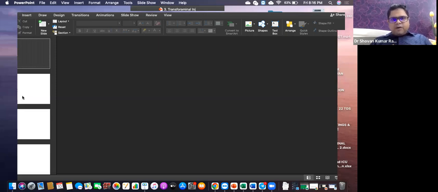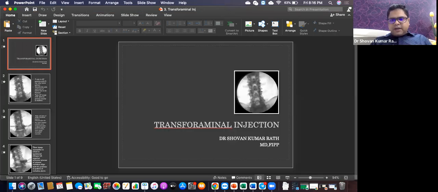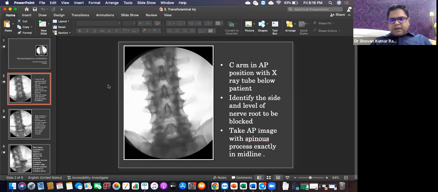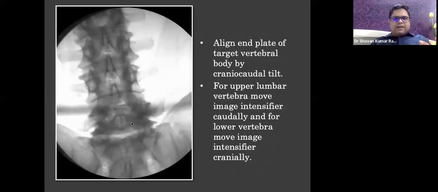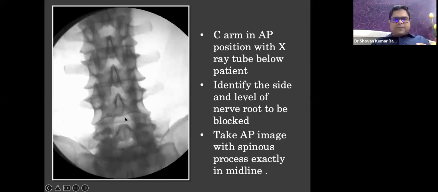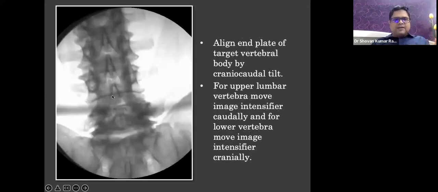This is how the lumbar... Now, I was telling about how to go ahead for squaring. You can see the lower vertebral border is not squared. You are seeing two levels, you are seeing a single line. So it should be squared properly, otherwise your needle will be at the wrong entry point. Now just compare. This is the lower level, and now you see the vertebral end plates have been squared.